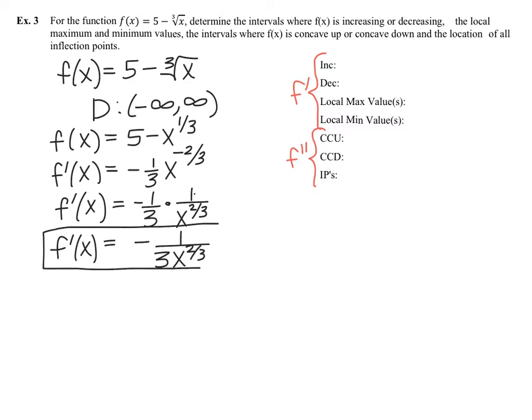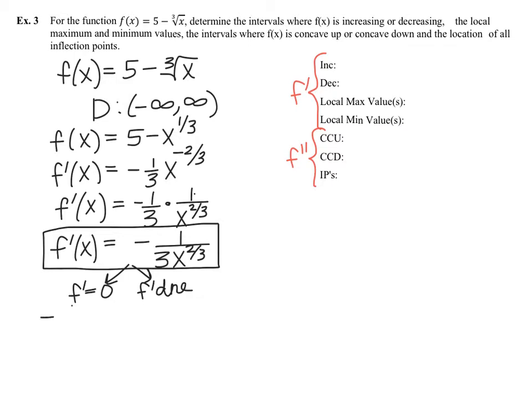So I'm going to go ahead and use this version of my first derivative to find my critical values, my critical numbers. So I'm interested in finding where the first derivative is equal to 0, as well as where the first derivative is undefined.